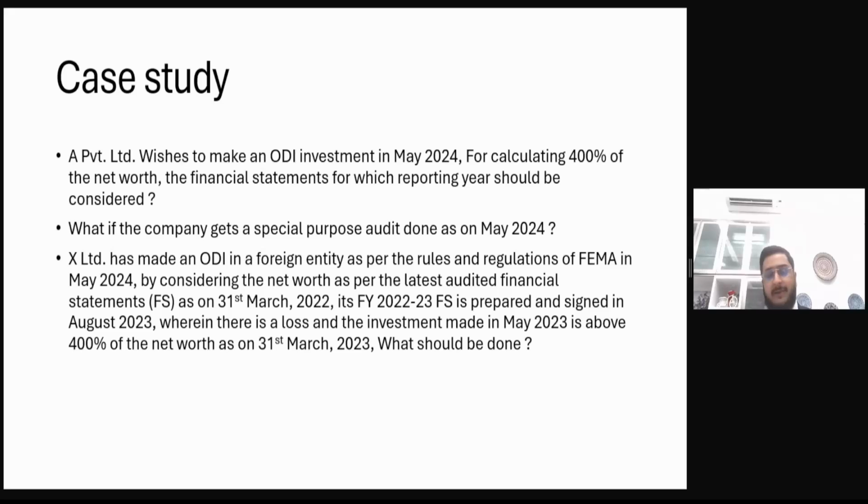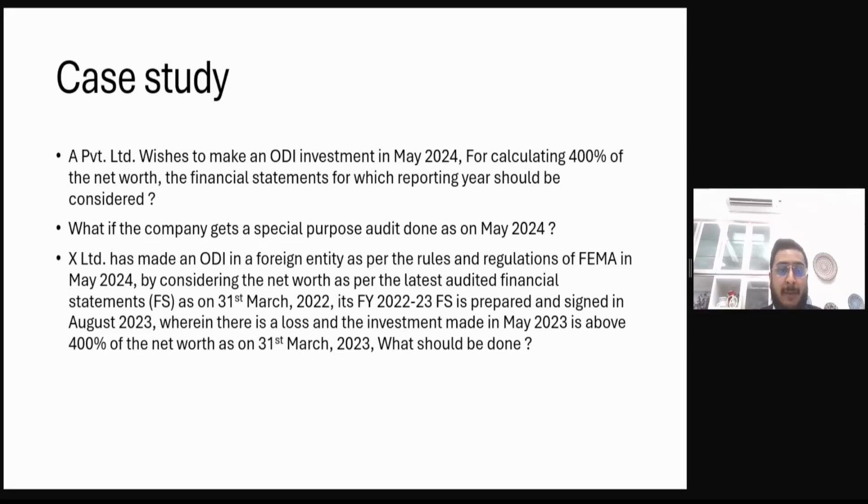See, with a special purpose audit, everything remains the same. You are getting an audit done, but it is not under the statutory audit. It is not under the Companies Act. We normally do the financial audit for the whole financial year as per the Companies Act. Now there's a special requirement. We're preparing a financial statement, the audit report will be there, and the audit will be done as per all the guidance of the ICAI and all the auditing standards. As per the net worth of the special purpose audited financial statements, you can calculate the 400% of net worth.